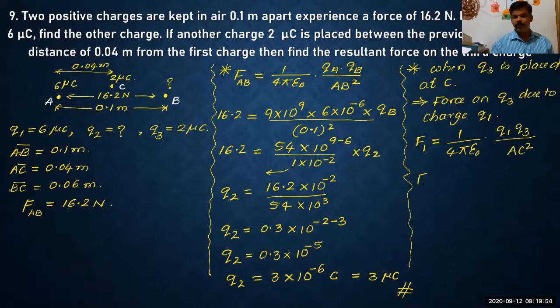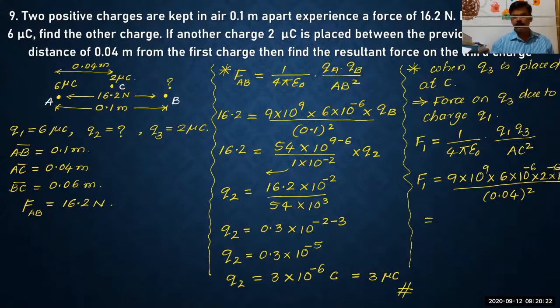Yes, therefore F1 is equal to 9 into 10 raised to 9. Substitute the values. Q1 is 6 microcoulomb, 6 into 10 raised to minus 6, and Q3 is given as 2 microcoulomb, isn't it? So it is 2 into 10 raised to minus 6, whole divided by AC square. AC is 0.04 whole square. See, this is 9 into 6 into 2. See, it is 12 nines are. How much is 12 nines are?